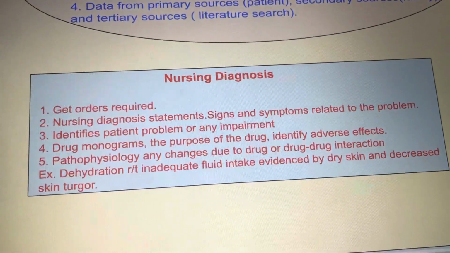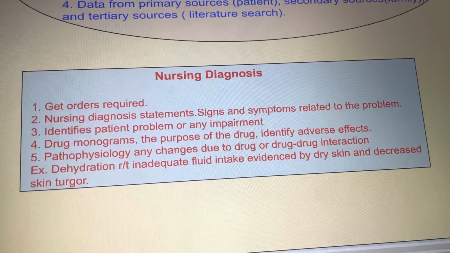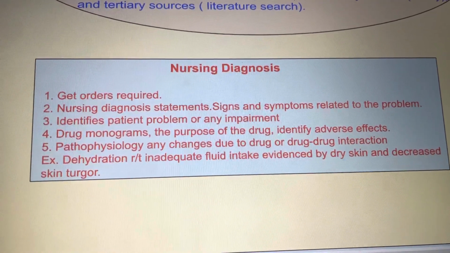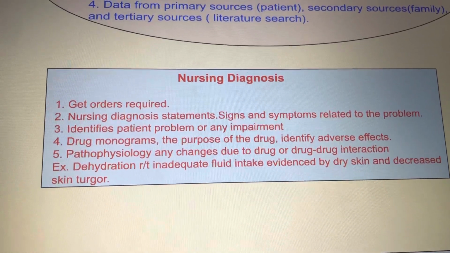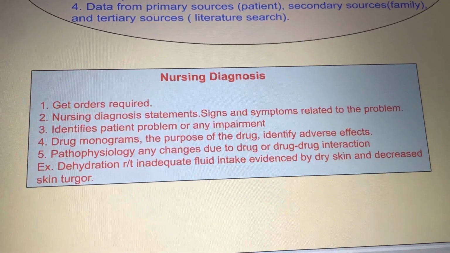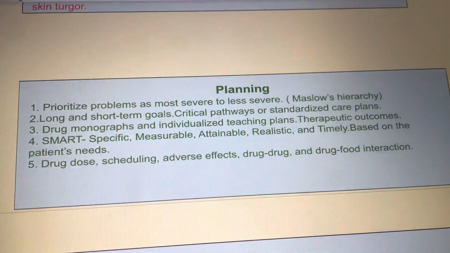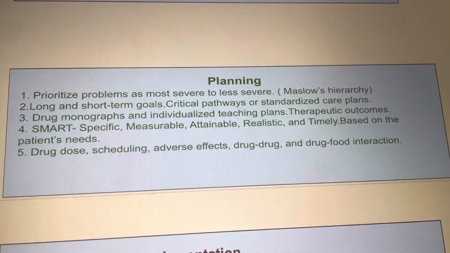So in the nursing diagnosis, we see what the patient's problem is. We make a problem statement, but we should always know how the problem is related to what parts, and we need some evidence, some proof, of how we know that as a nurse. And after the nursing diagnosis comes the planning.